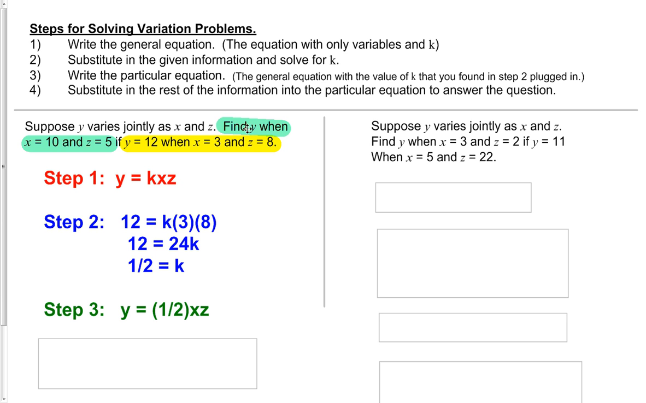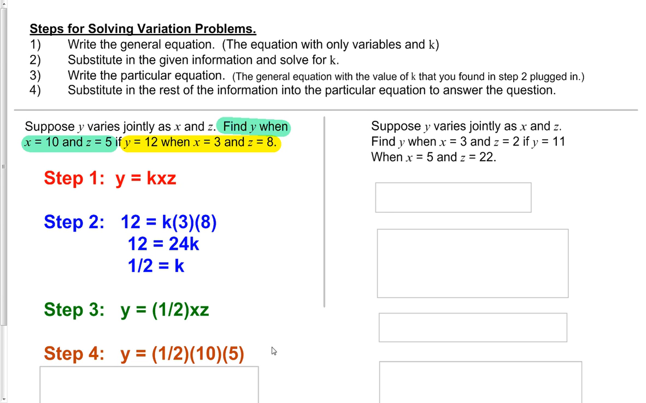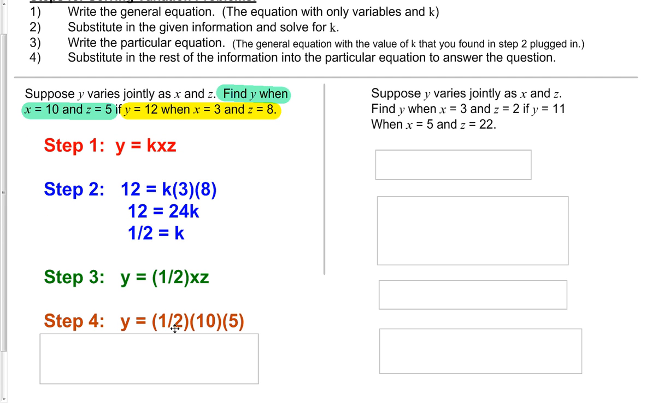Last step asks you to find y, so we're solving for y here, given x equals 10 and z equals 5. So we have values for these, plug those into our equation, and in this case we just simply multiply it out. 1/2 times 10 times 5 is going to be y equals 25. And so the answer to this problem would be y equals 25.